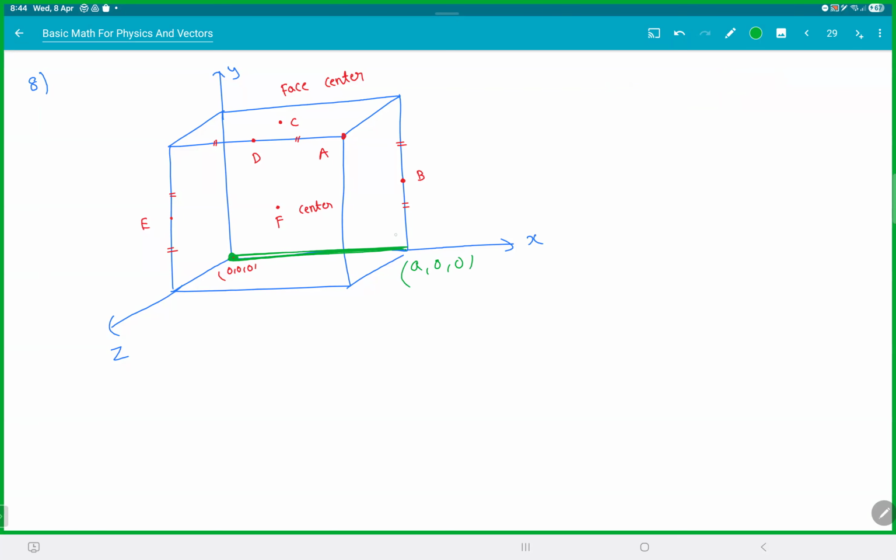Now from there, if I go upward, you're going in which direction? You're going in the y direction. How much are you going? You're going a by 2, half of the length. So only the y coordinate will change. So this will be a comma a by 2 comma 0.